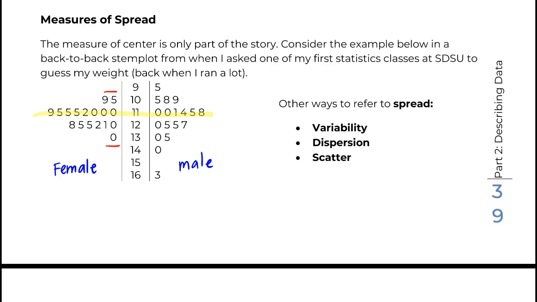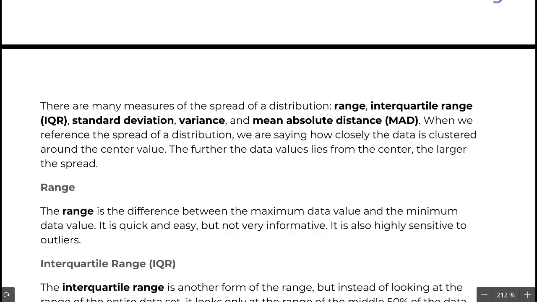So this is why we care about spread. Something that might have similar centers might have very different spreads, and that is important to us because it talks a lot about the shape of our distribution. Other ways to refer to spread, just so I can use all of these to say the same thing: variability, how much variation there is in our data; dispersion, how dispersed our data is; and then scatter, so how scattered our data is. These are almost always referred to as in how far away from the center are things.